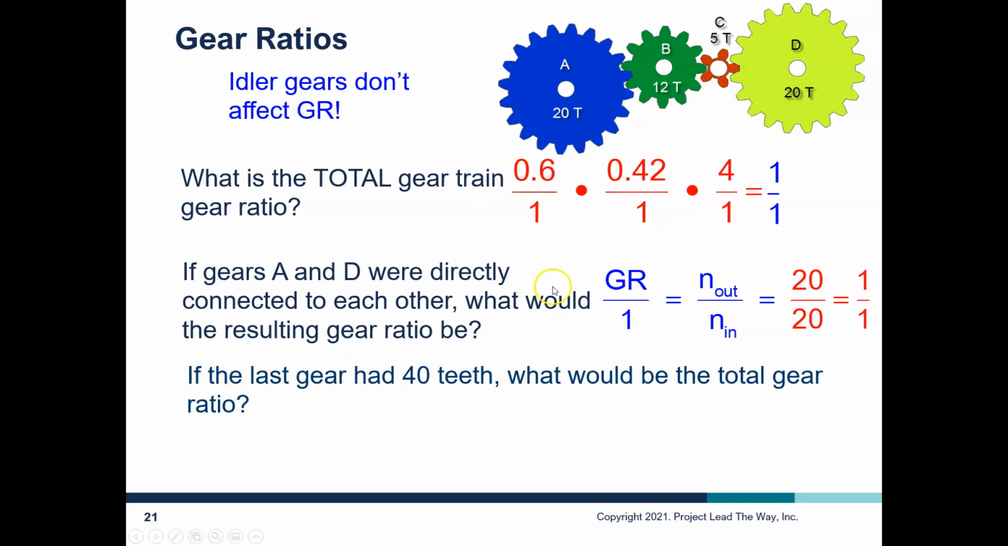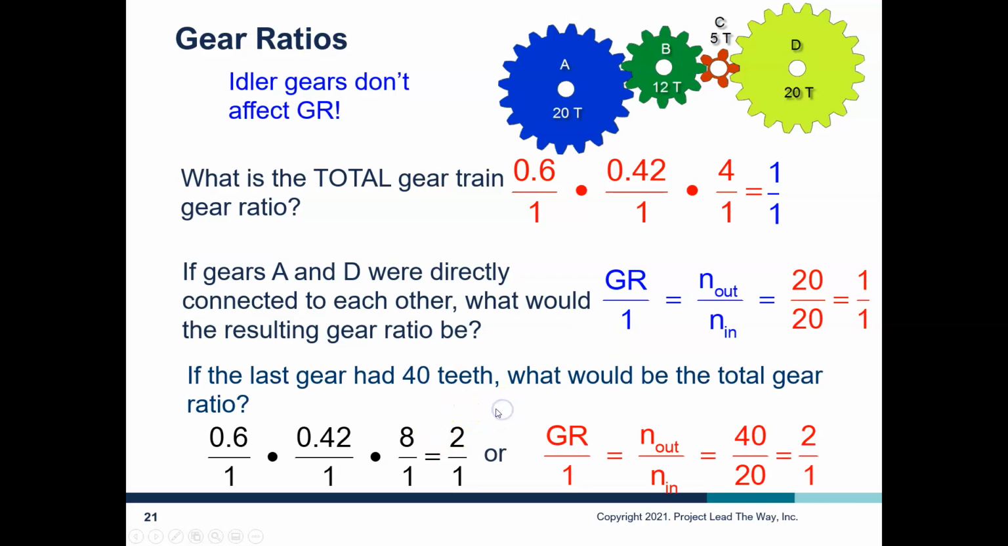If the last gear had 40 teeth, what would be the total gear ratio? Well, again, we would go ahead and factor that into our equation. Instead of this being a 4-to-1, it would be an 8-to-1, and so now we would get a 2-to-1 gear ratio, okay? Again, if we were to multiply all three out, we would get a 2-to-1, but if we were to simply have our output gear be 40 over 20, we would still get the same gear ratio.